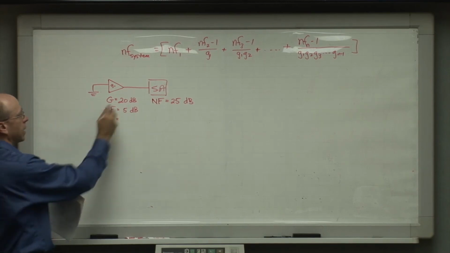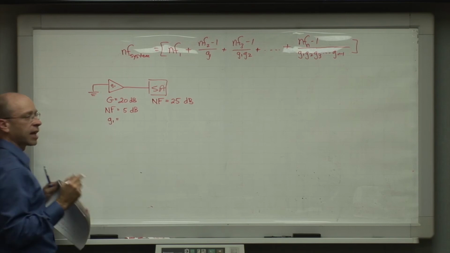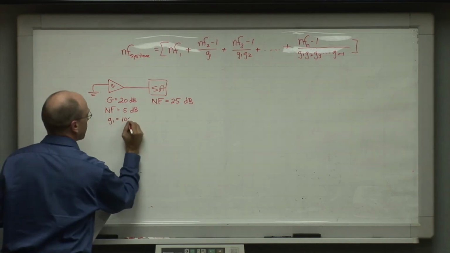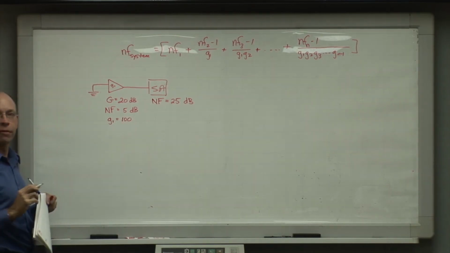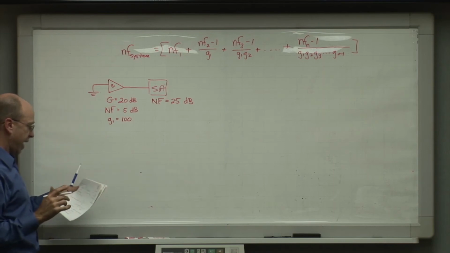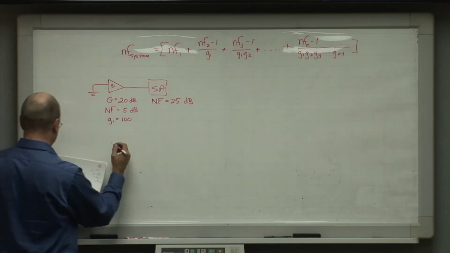Divide 20 by 10, and you get 2, and then take 10 to that power. So the linear gain is a factor of 100. So G1 would be a factor of 100. And I won't make you do the math on this one.